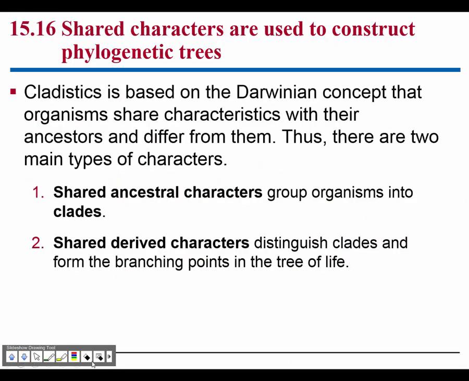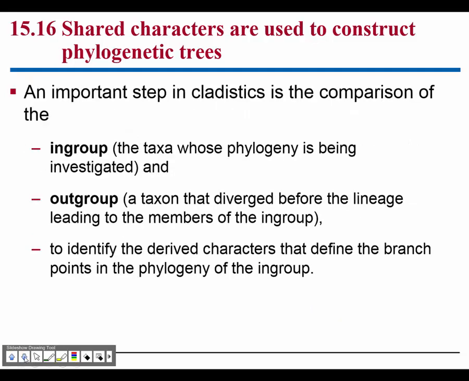So cladistics is based on the Darwinian concept that organisms share characteristics with their ancestors and differ from them. That's real important, differ from them. Thus, there are two main types of characters: shared ancestral characteristics and shared derived characteristics, right? Shared derived characteristics distinguish clades from the branching points in the tree.